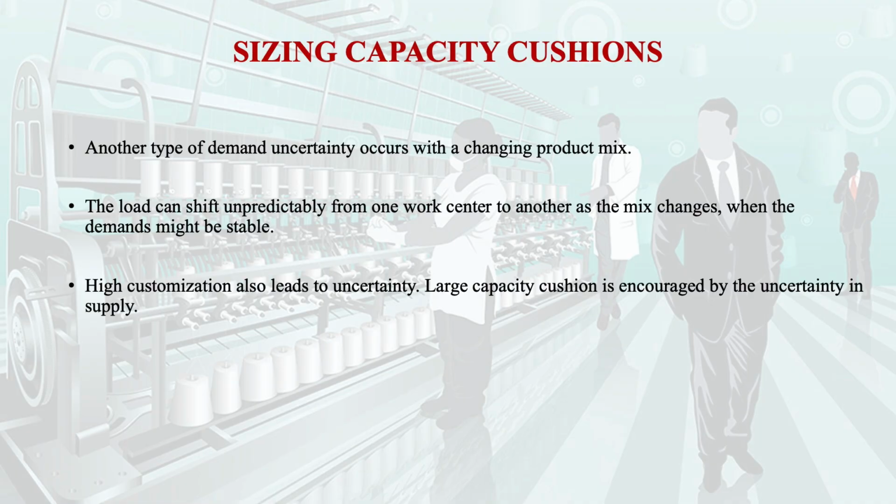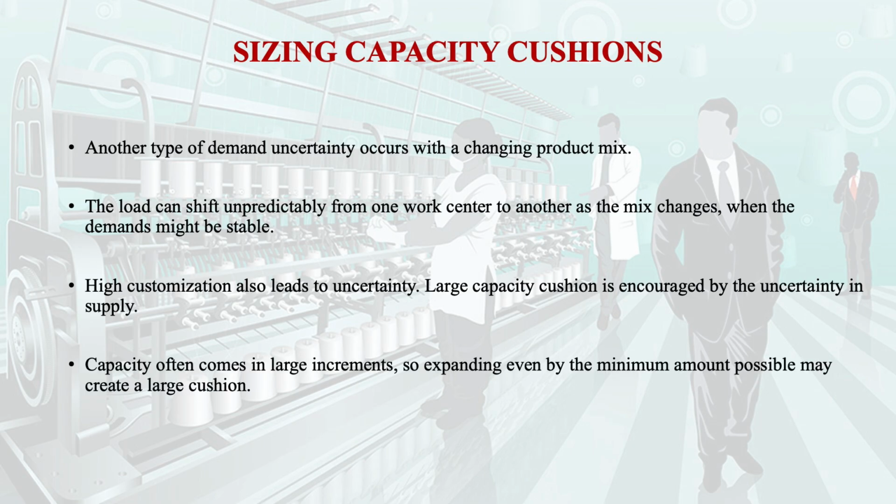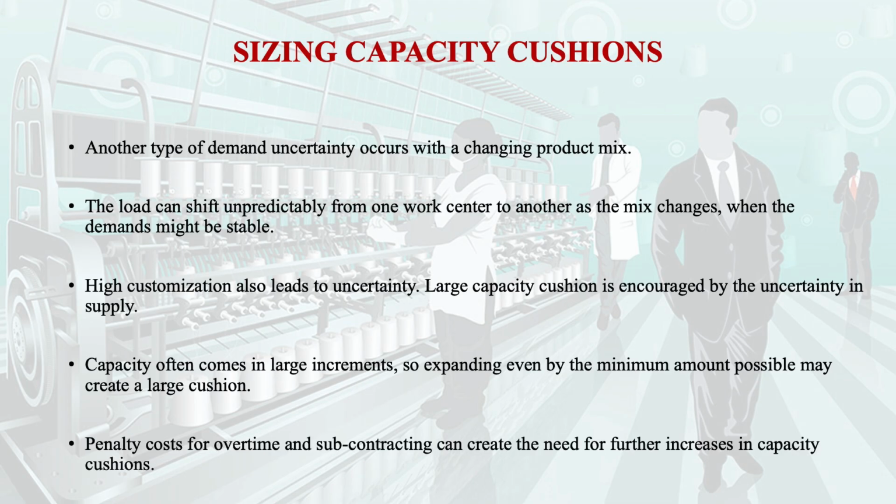If you have high customization, that will also lead to uncertainty. Large capacity cushion is encouraged by uncertainty in supply. Capacity often comes in large increments, so expanding even by the minimum amount possible may create a large cushion. Sometimes the penalty cost for overtime and the cost of subcontracting can create the need for increasing the capacity cushion.